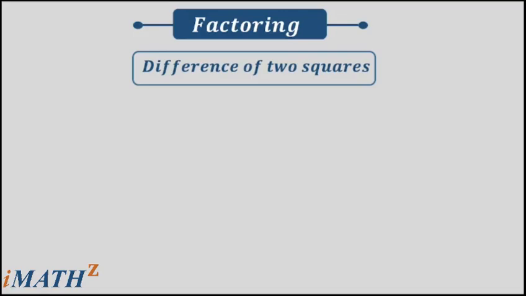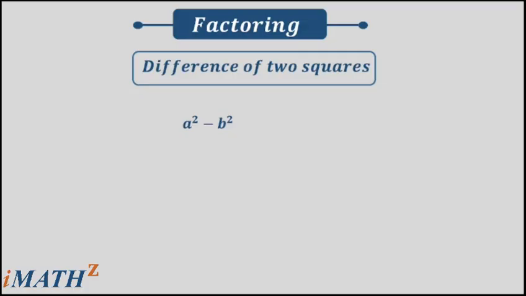When it comes to factoring, we often encounter special cases in which we could quickly factor an expression by using a few simple special rules. One of these special rules that allow us to easily factor an expression is a difference of two squares. Now this occurs when you have a squared minus b squared.